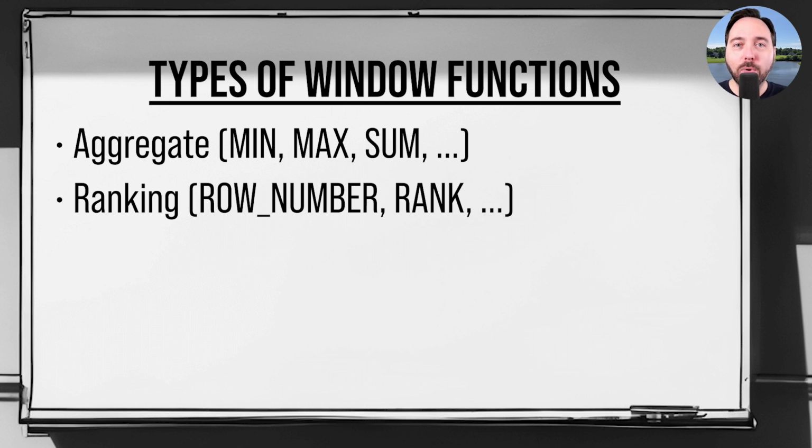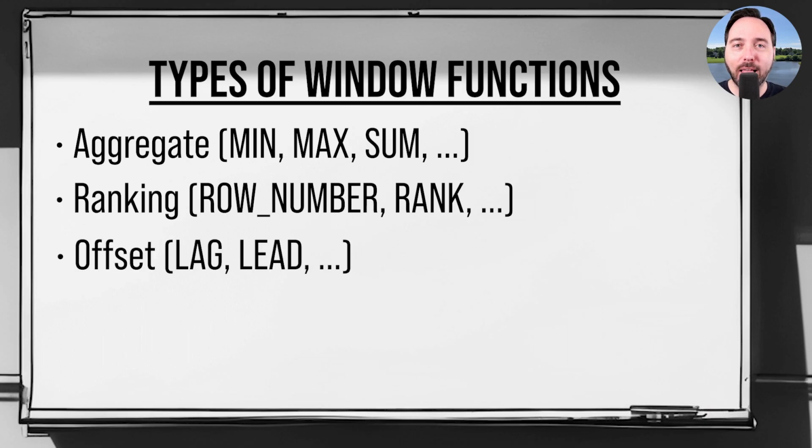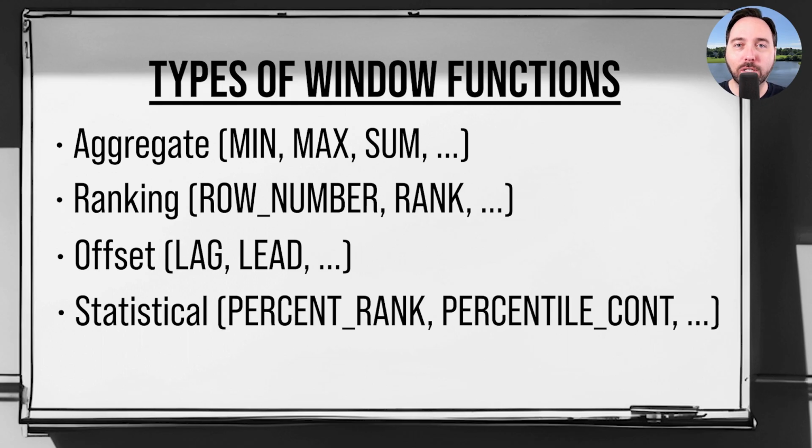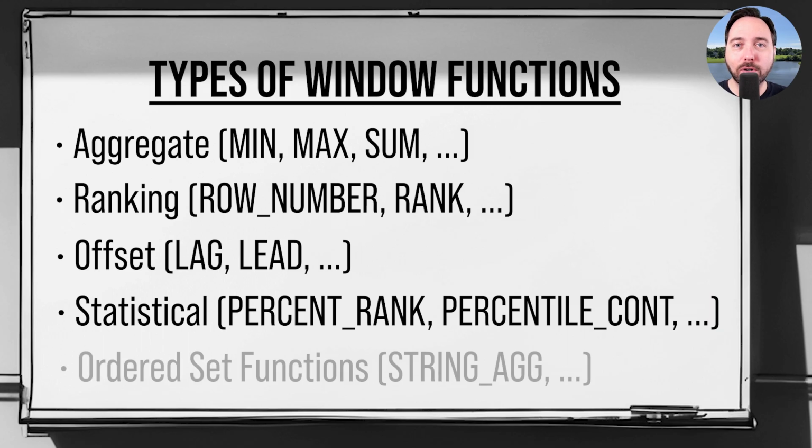In this video, we are going to pick back up from there with offset window functions, such as lag and lead. Then we'll cover statistical window functions, such as percent rank. And finally, we'll look at ordered set functions, which again are not actually window functions, but they are interesting and related enough that it makes sense to talk about here. Now let's get into the demo and dive into these 3 remaining categories.